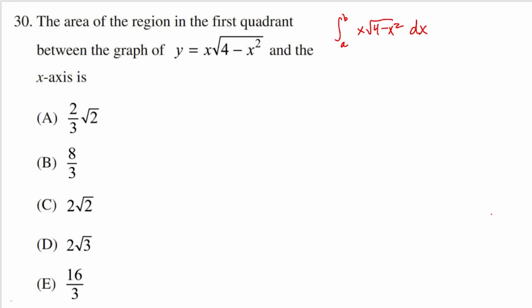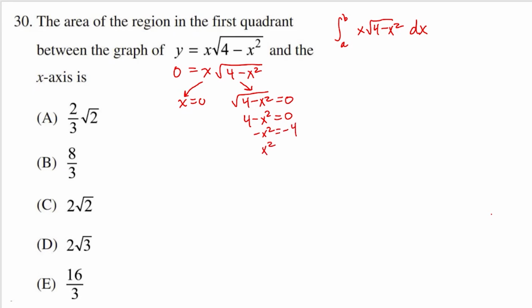So to find the two x-intercepts, we need to find where this equation equals 0. We can use the zero product property, since this function is already in factored form, to set each factor equal to 0 and solve them individually. X equals 0 is already solved, so we've got that x-intercept. But to get the other one, we need to square both sides of this equation, then subtract 4 from both sides, divide both sides by -1, and then finally take the square root, and we get x equals plus or minus 2.